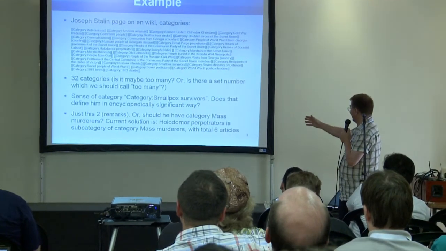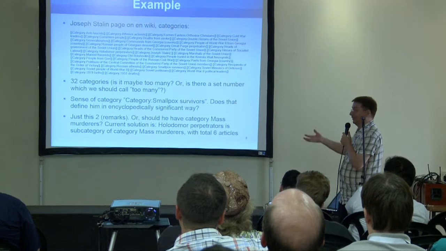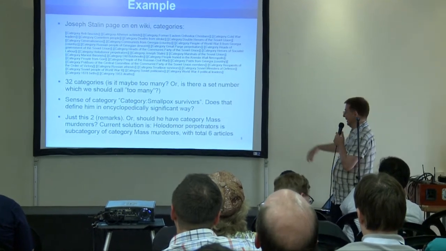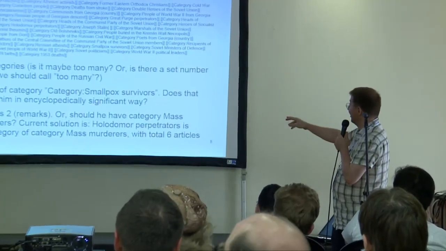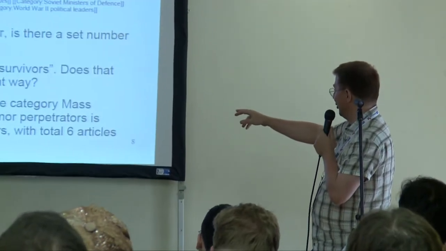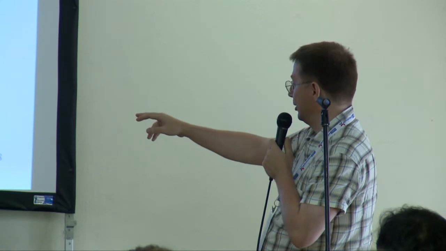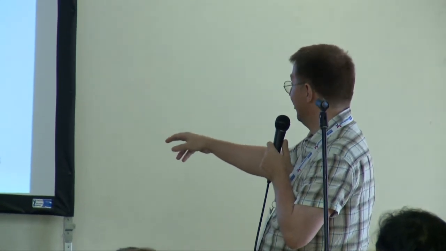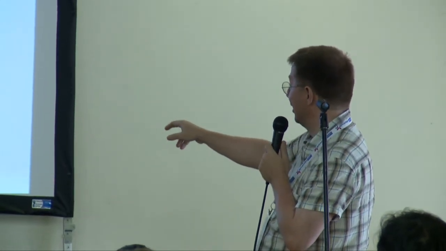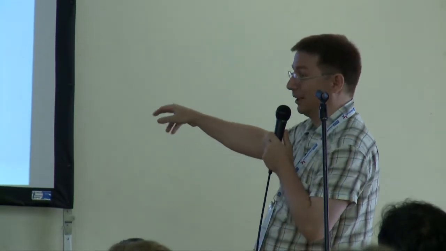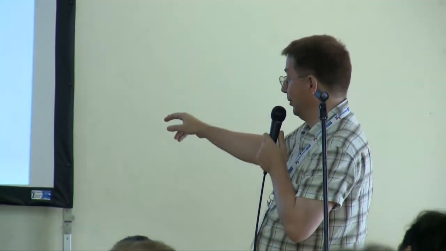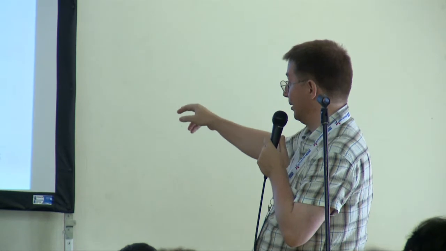Or should he have the category mass murderers? This is getting more messy. The current solution is that Stalin has the category Holodomor perpetrators, which is actually a subcategory of the category mass murderers. And Holodomor perpetrators has in total 6 articles. So should the Holodomor perpetrators category exist, or just mass murderers? Well, that's a question.